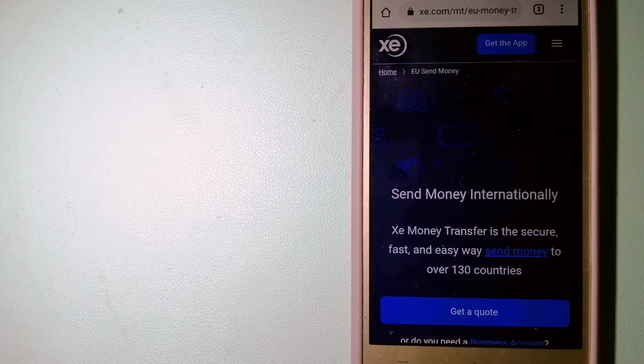Money transfer companies and governments change the rules all the time. So if one of these services is not available anymore, or if you know another reliable way to send money abroad, make sure to leave us your comments and let the rest of us know.